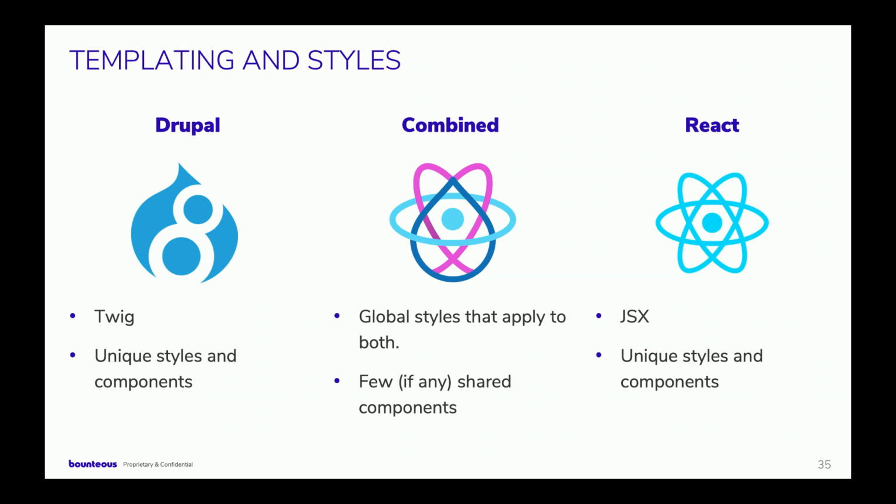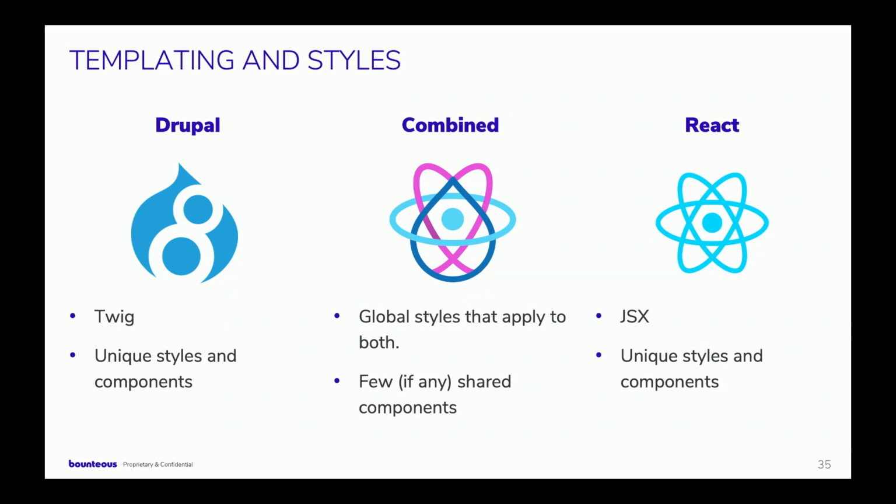And then also thinking about templating and styles, because while there are separate repositories, it's still one website at the end of the day. So there are some different contexts there. The Drupal site uses Twig for its templates. It's going to have some shared overall styles, but also some of its own styles and components. The React project is going to use JSX, but it also has some of its own components. And there's also the middle ground, so global styles, things like typography and buttons and headers. They're obviously going to be shared in both places.